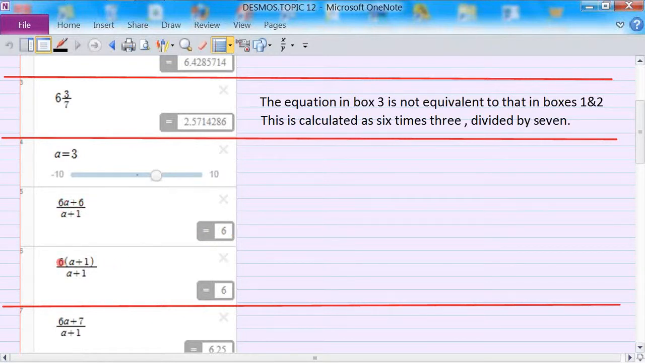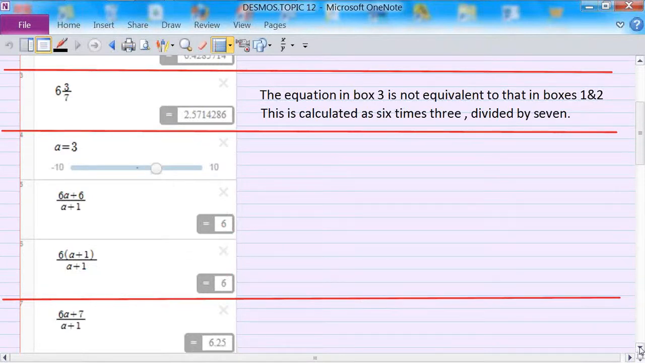Now we could also write this, factor out the 6, use the distributive rule. 6 times a gives us 6a, and 6 times plus 1 gives us 6. So what we've written in box 5 and what we've written in box 6 are the same, and so we get 6 here. Both mean the same thing.